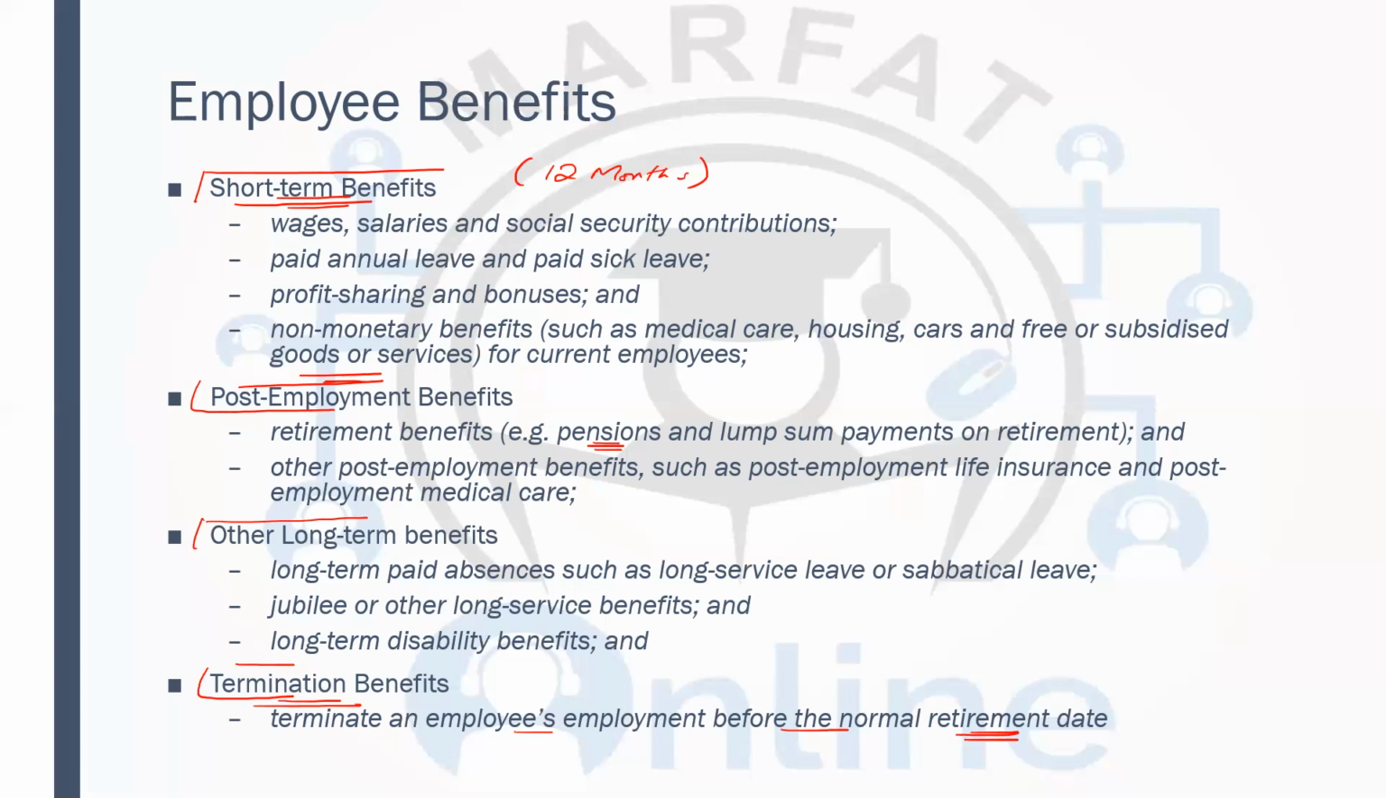So there are four types of benefits: the short-term benefits, the post-employment benefits, the other long-term benefits, and the termination benefits. Now, the accounting for the short-term benefits is simple. Like, when you talk about salary, it should be recorded in the same period. Bonus should be recorded in the same period to which it belongs. But when you talk about the post-employment benefits, such as pensions, how should this pension be accounted for? Similarly, the long-term benefits, similarly, the termination benefits, we need to identify how we are going to account for these transactions.